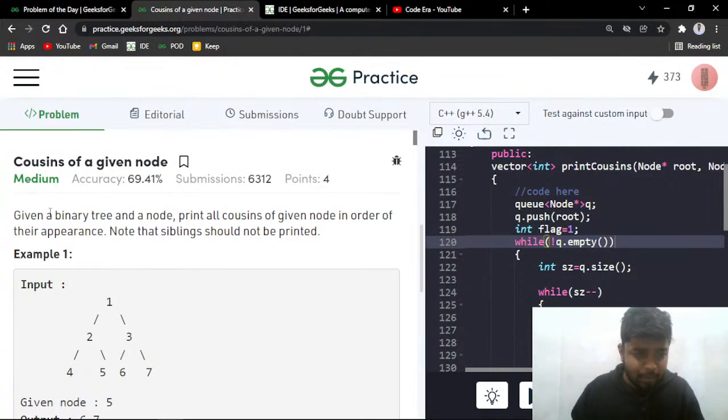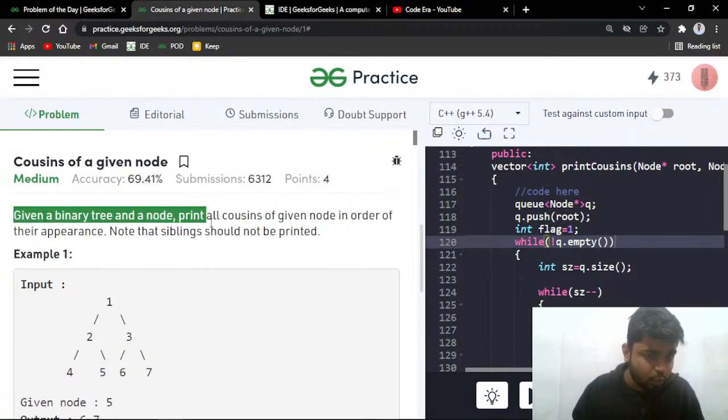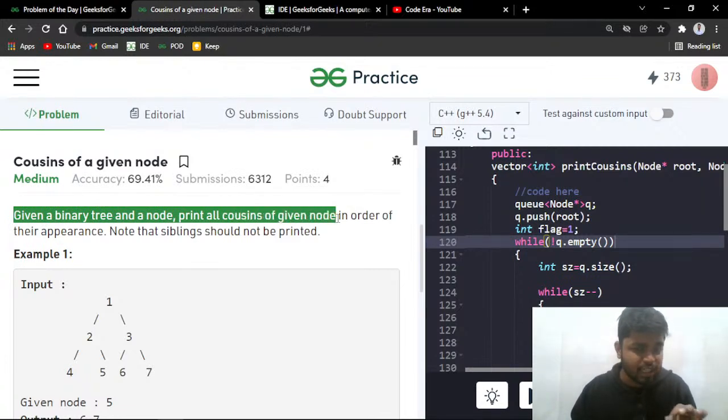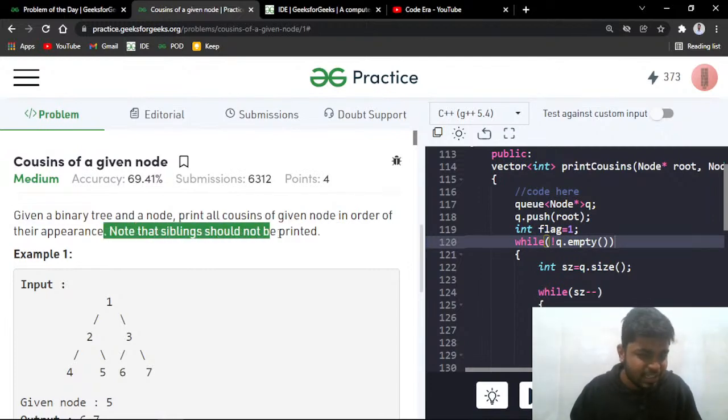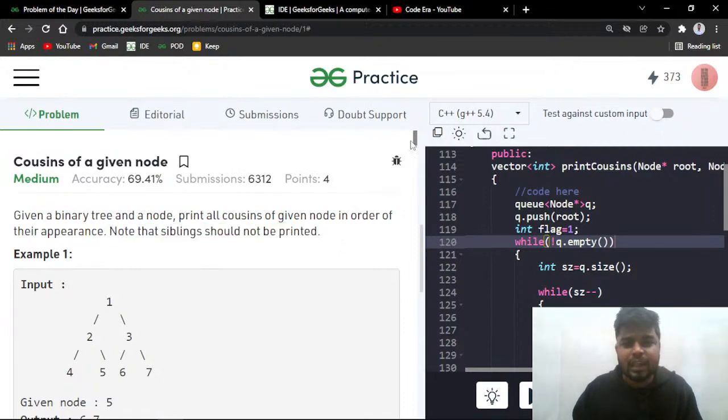So this particular problem, as I said, you will be given a binary tree and a node of that binary tree, and you have to print all the cousins of the given node in order of their appearance. So you have to print them in left to right order. Note that the sibling should not be printed. So what does it mean?